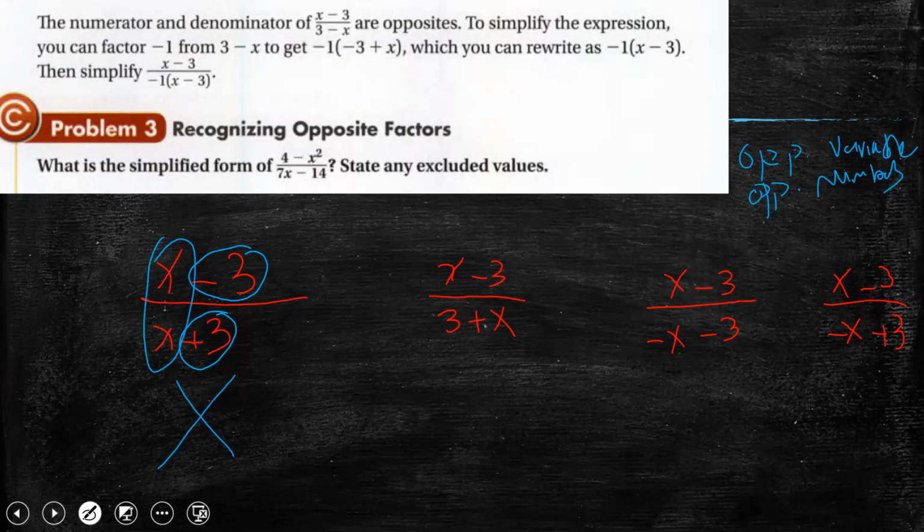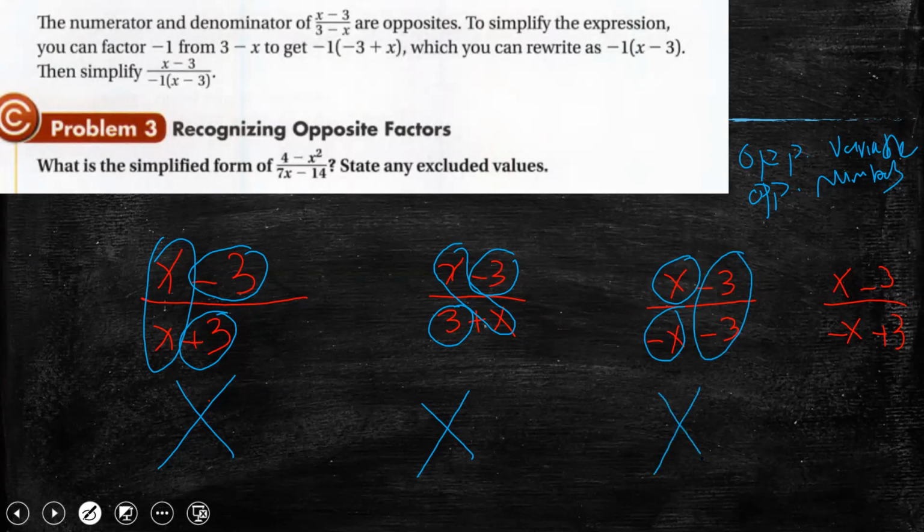Look at the second case here now. Did I have opposite numbers? Yes. Did I have an opposite variable? No. So I cannot simplify it. Look at the third case here now. Did I have the opposite variable? Yes. But did I now have opposite numbers? No. So I cannot simplify it.